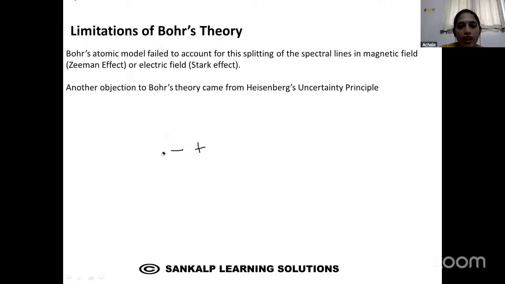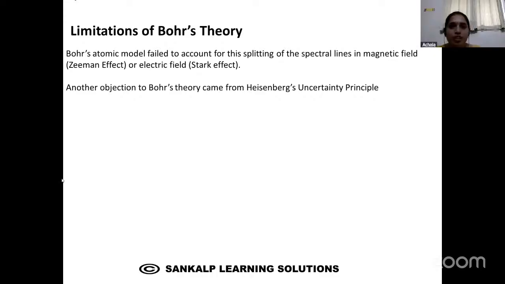And another objection is there, it is against Heisenberg's uncertainty principle. Just remember this one, Heisenberg's uncertainty principle. We are going to discuss what is Heisenberg's uncertainty principle. This Bohr's atomic theory is against Heisenberg's uncertainty principle.